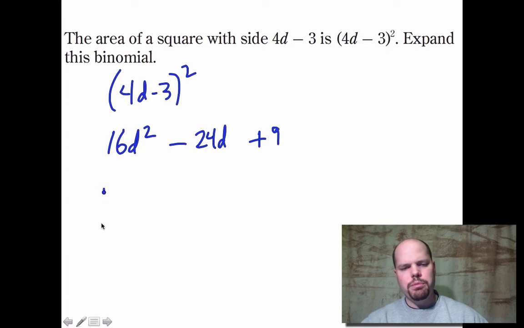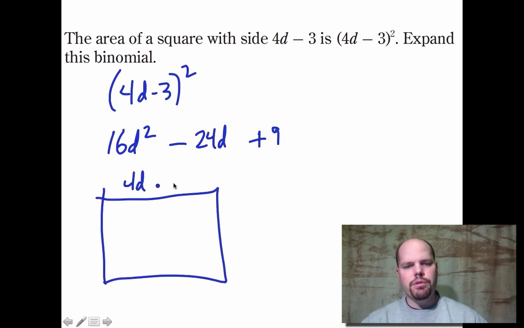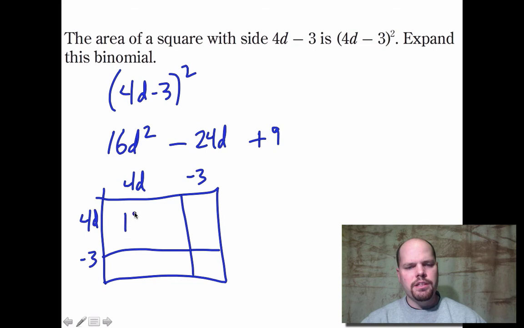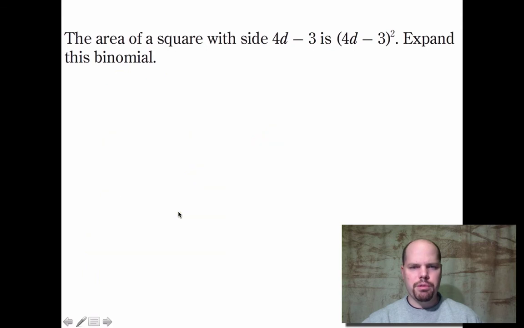Now we could also draw a picture with a rectangle if we wanted to. So we'd have a 4d minus 3 and a 4d minus 3. So it looks something like this. This right here would be 16d squared because it's 4d times 4d. This would be a negative 3 times 4d, so negative 12d. This one's a negative 12d, so notice we had 2 of those to make a negative 24d. And then a negative 3 times a negative 3 would be a plus 9. So that's what it would look like as a picture.